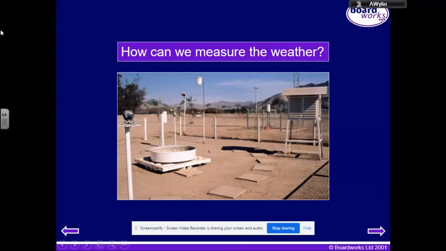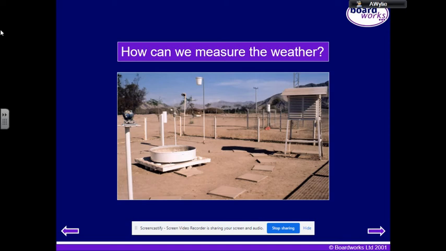Okay, in this lesson, we're going to look at how we can measure the weather. The first thing you should already be aware of is that the weather is made up of lots of parts, which we call the elements of the weather. In today's lesson, we're going to look at the instruments we use to measure those different parts, and also the units of measurement that we record each of these elements in.